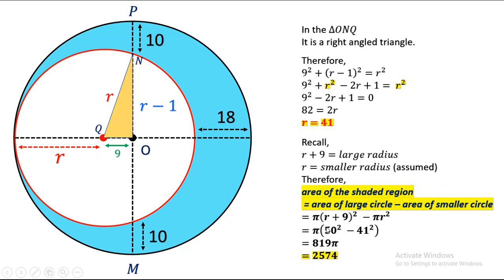So upon simplifying we get pi times 50 square minus 41 square, that is equal to 819 pi, or that is equal to 2574. So this 2574, in unit square or centimeter square or whatever measurement has been taken, is the area of the shaded region. So this is the answer.